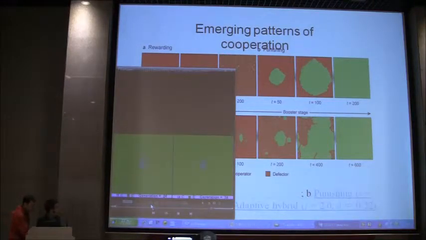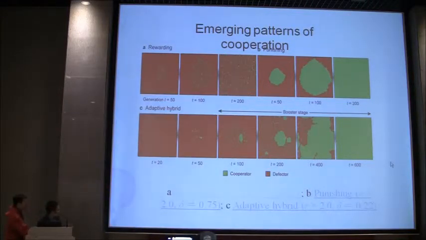And under the punishment, we find that only for large enough incentives, the cooperators can gradually form a compact cluster from the initial condition of a single cooperator. And the delta value here should be about 0.75.